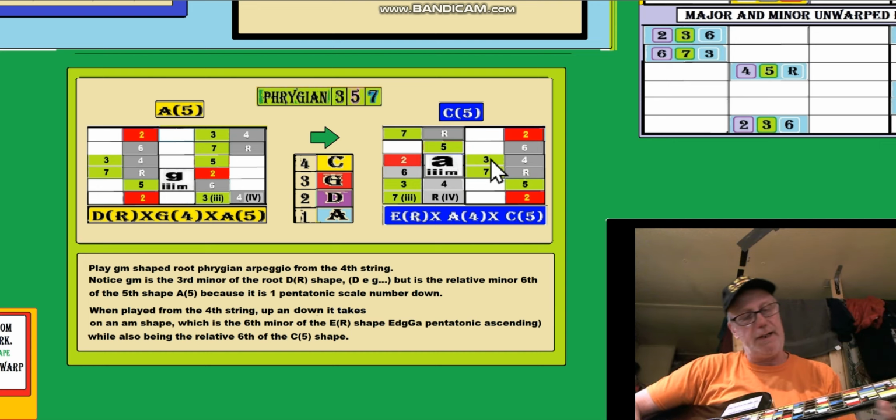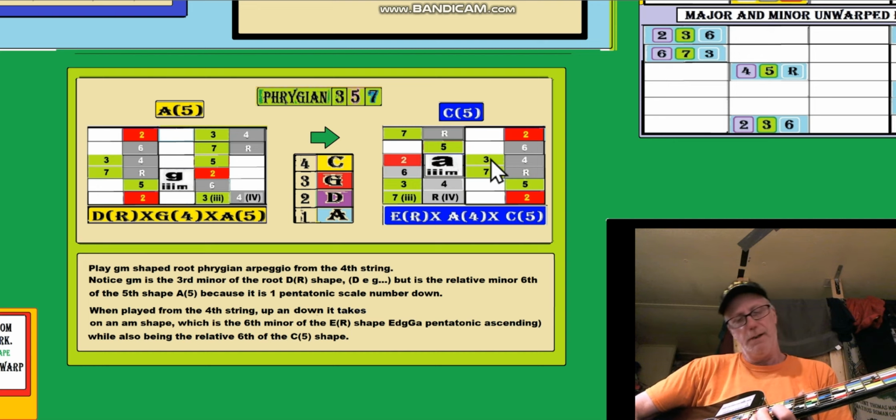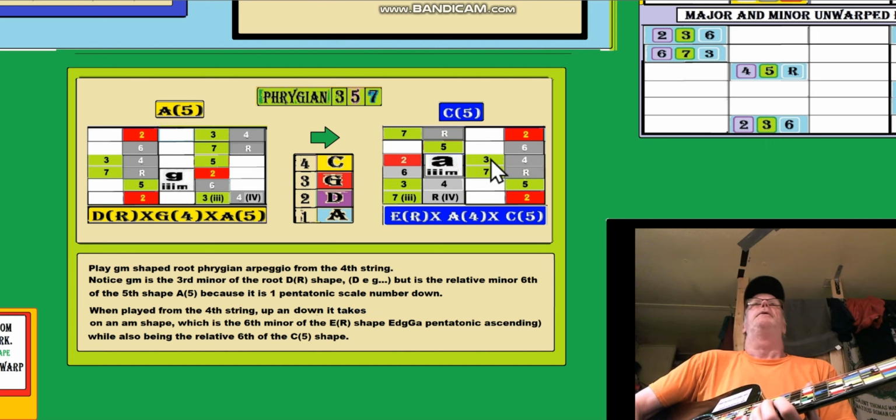So I find that 2 right here on the 4th string, I'm going to play an A shape. Right away I got to warp up. See the 5, 6 is diagonally up from the 2, 3. Okay, I'm going to cheat and look. Okay, that is saying it's a C shape. It becomes a C shape. A shape becomes a C shape.